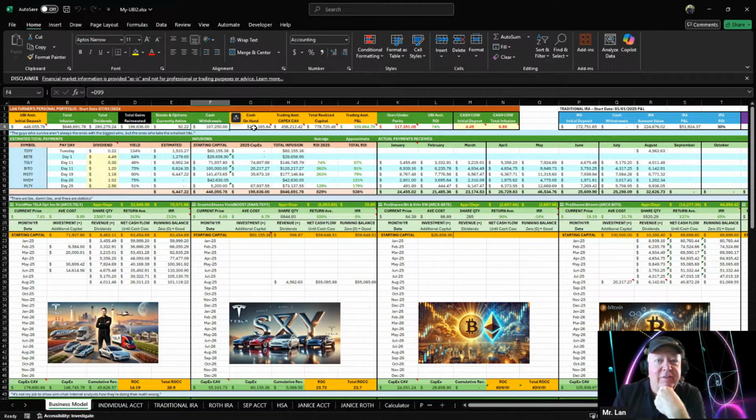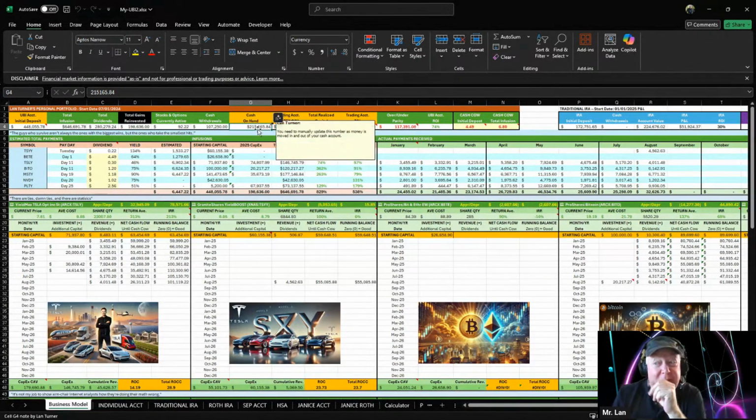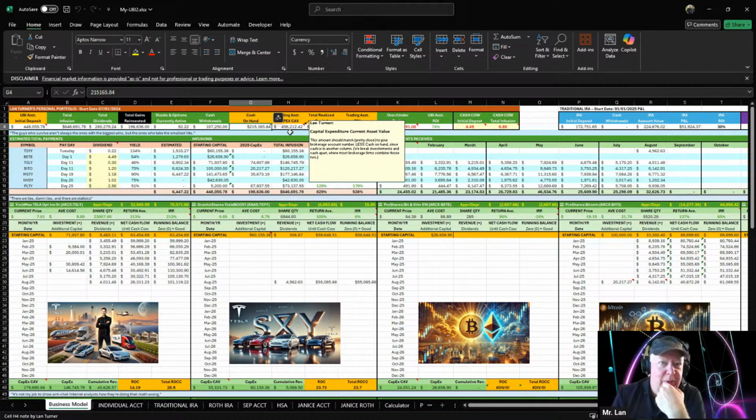I've taken out 107,000. We got cash on hand. This thing says I got about 215,000. I haven't updated that. That's a little bit more than I have. I've already put some of it back in, so it's more like that. That might be pretty close.